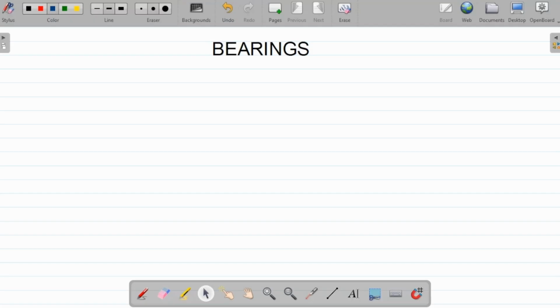Today, I want us to look at bearings. It's actually vectors and bearings, but we are going to look at bearings for today. It's not going to be a full lesson, just looking at the introduction.